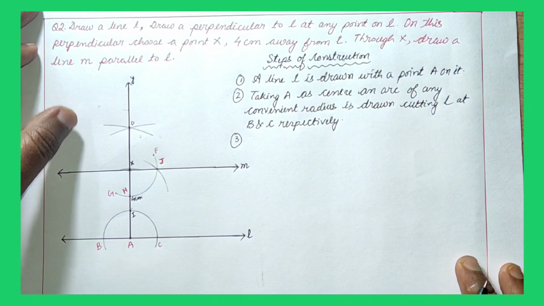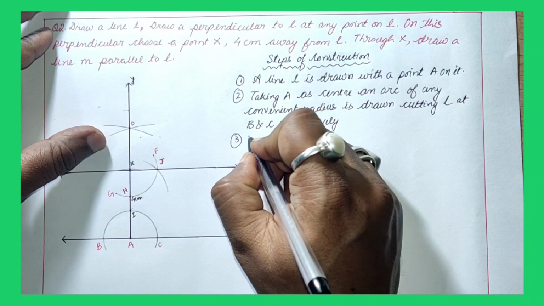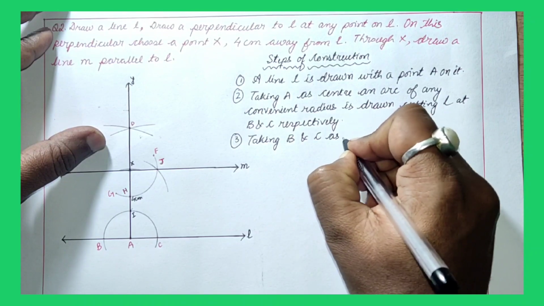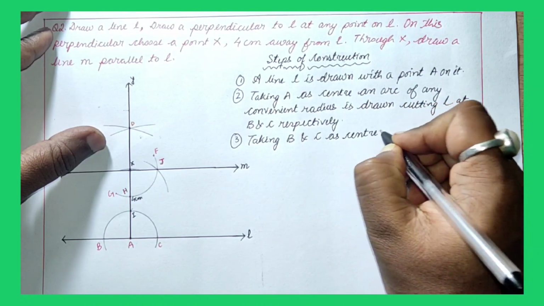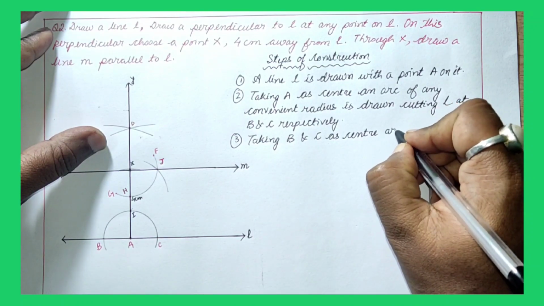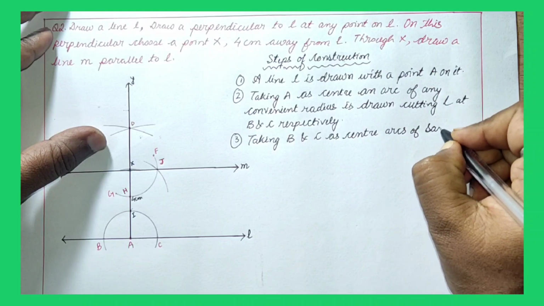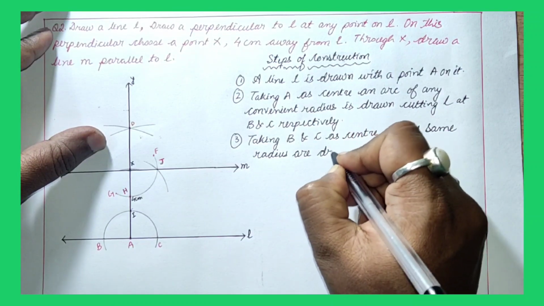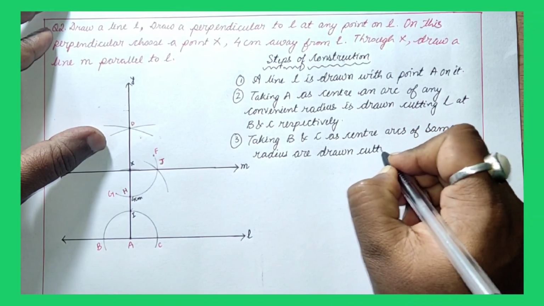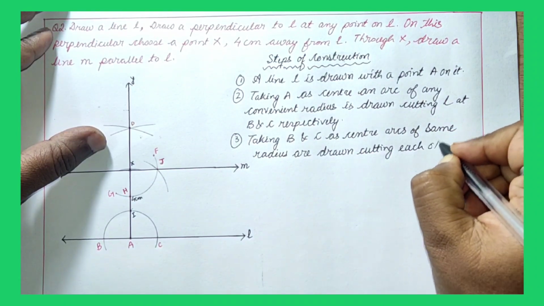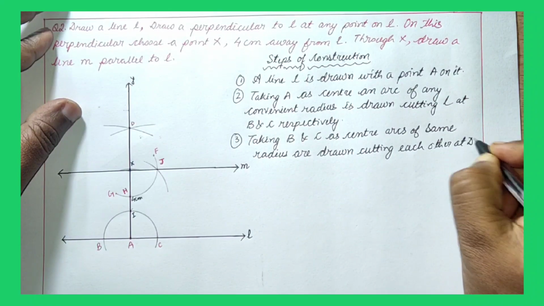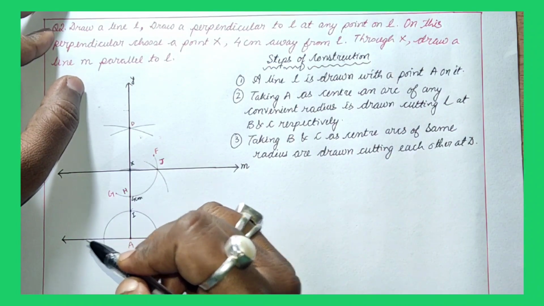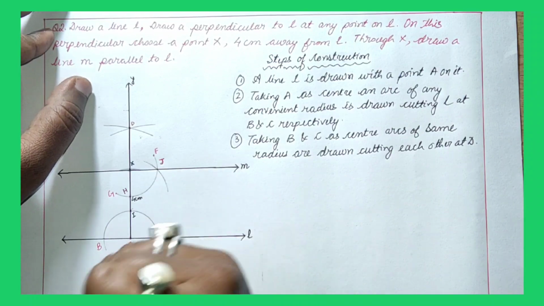Then number 3, taking B and C as centers, arcs of same radius are drawn, cutting each other at D. Taking B and C as centers, two arcs are drawn, cutting each other at D. Till here we have done. Now we'll take one 4 centimeter.